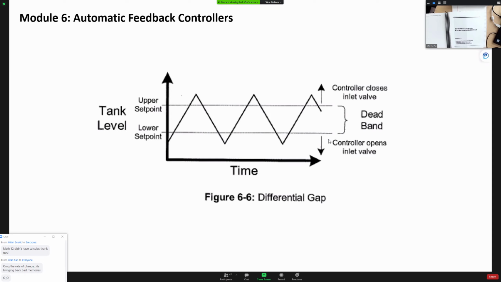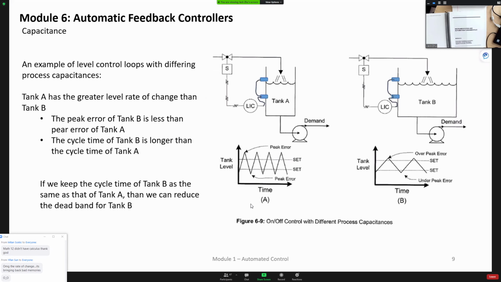Don't worry about that. And the bad thing about this is because the control valves, those final control elements, are constantly being turned on and turned off. It might cause very fast wear and tear on those final control elements.